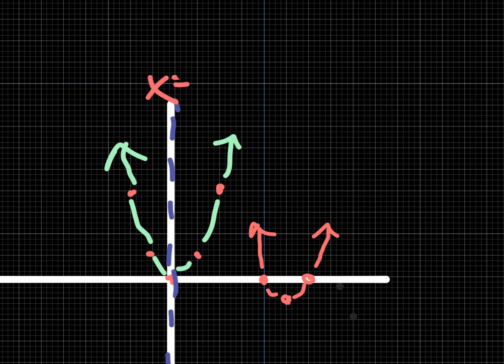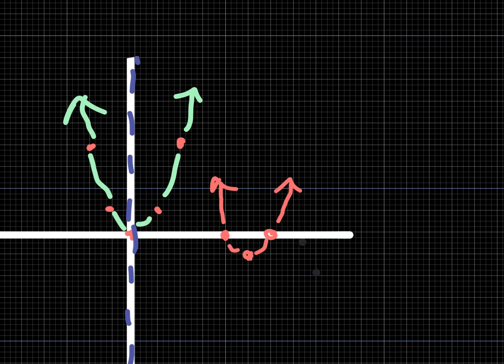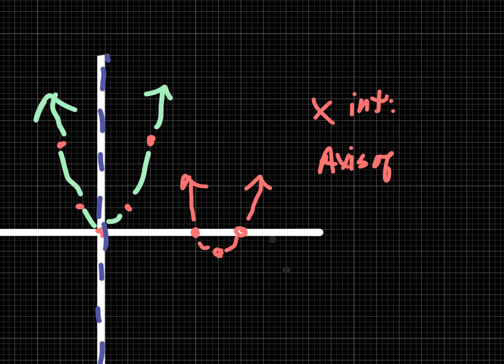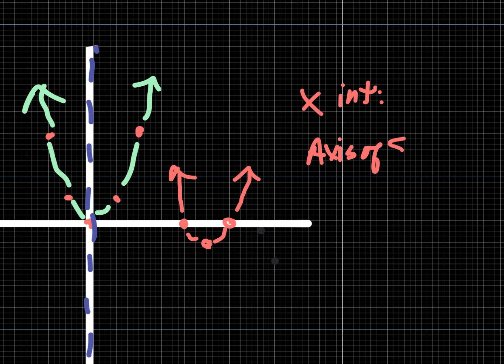So let's just ask on this one, can you just tell me what the x-intercepts and the vertex and the axis of symmetry are? Hint, the x-intercepts are points. Hint, the axis of symmetry is an x equals thing. And the vertex is a point.